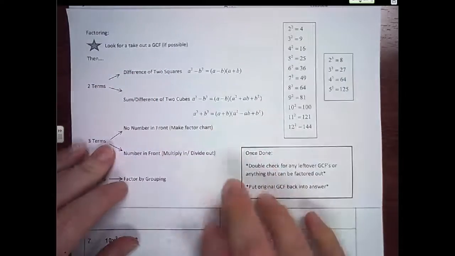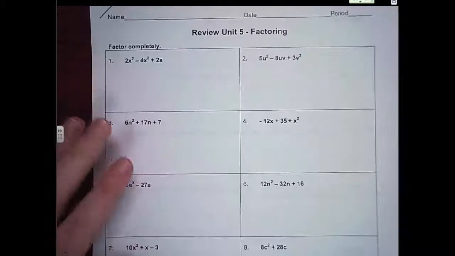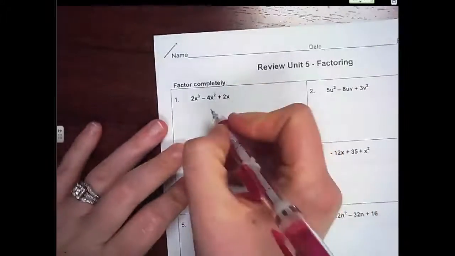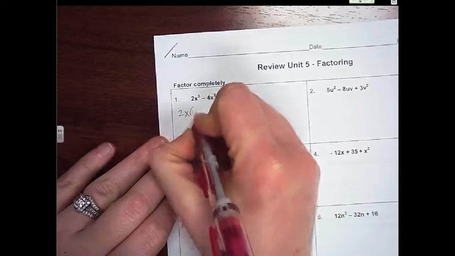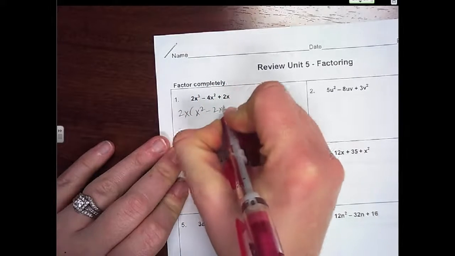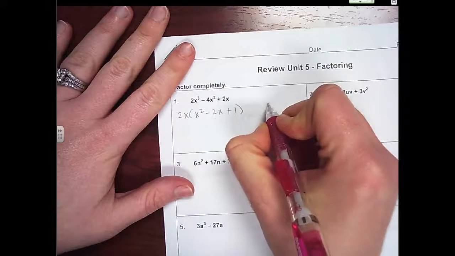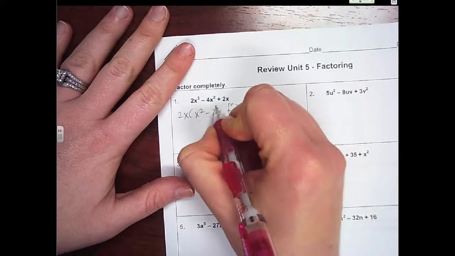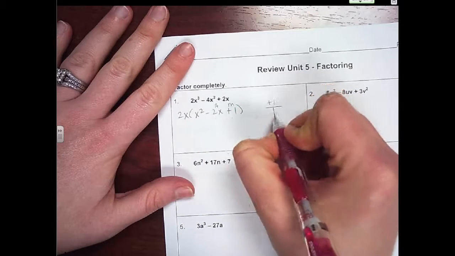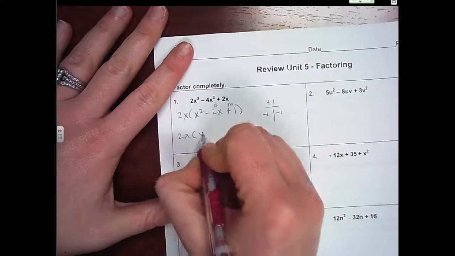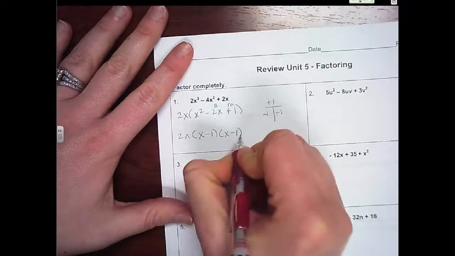Okay, so I'm not going to use this every time because that would take me too long, but let's get started. So I'm going to take out a GCF. So 2x, I'm left with x squared minus 2x plus 1. I have 3 terms here, so I'm looking for what multiplies to give me 1 and adds to give me negative 2. So 1 and 1, and both are negative. So 2x, and it becomes x minus 1, x minus 1.